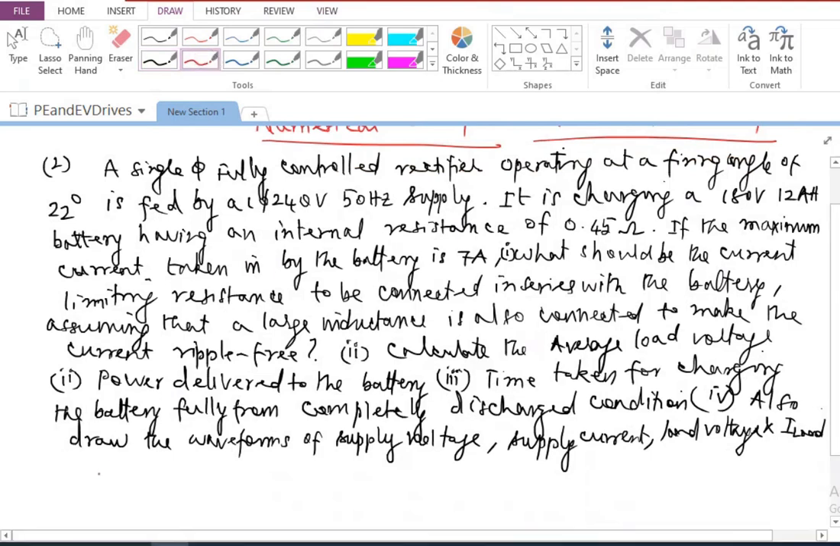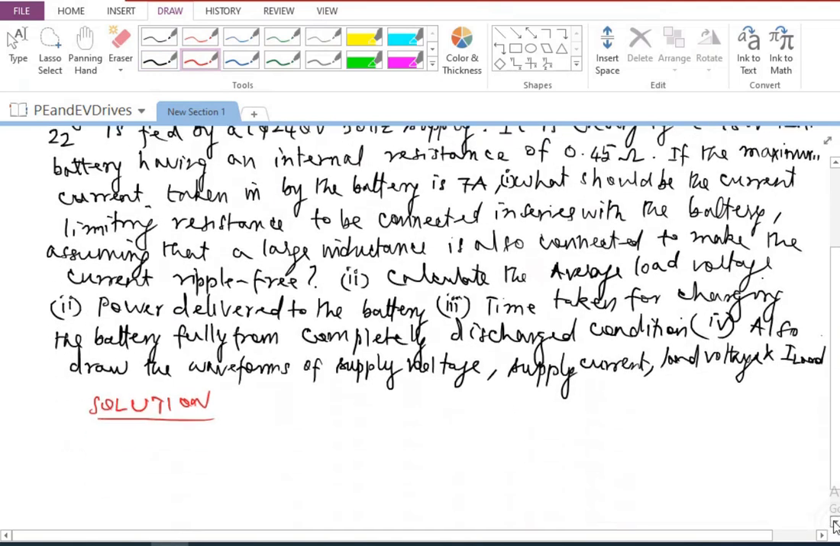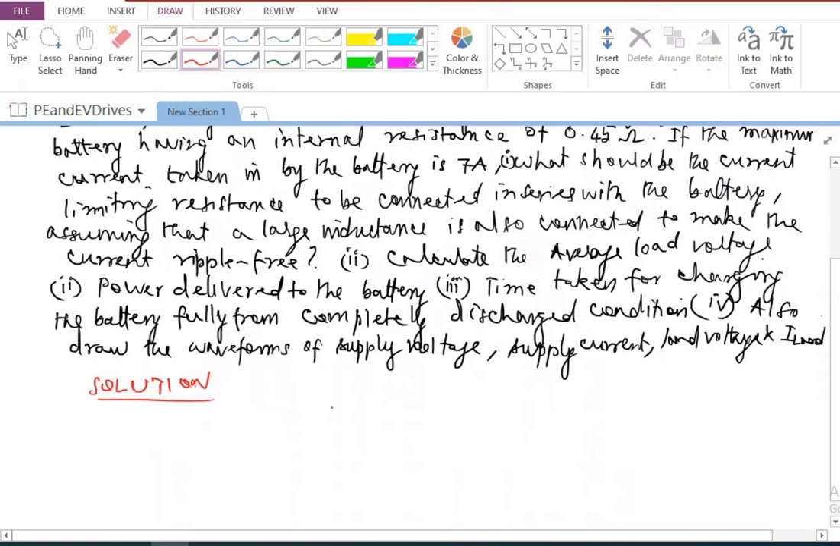So let me start by drawing the circuit diagram. So the circuit diagram is somewhat like this. I'm going to have one SCR here, second SCR here, and third SCR here, and fourth SCR here. That's why it is fully controlled rectifier when I'm going to have four SCRs connected like this. And I will have a resistance, I'll have an inductance, and the battery. So this is the circuit diagram what I have.